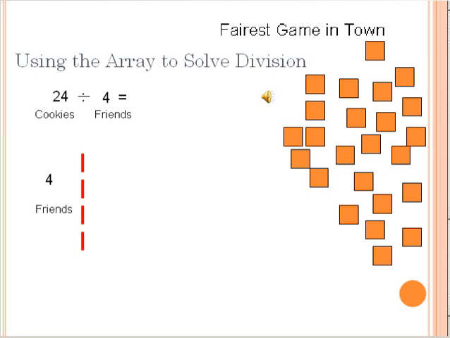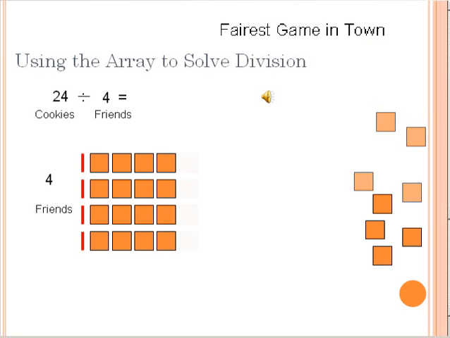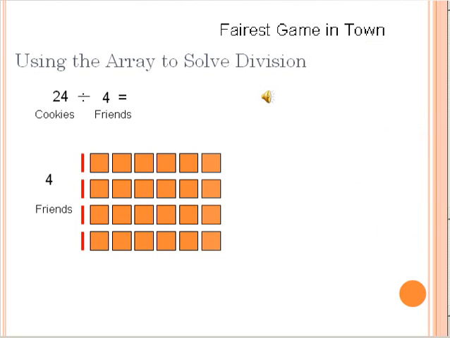And kids will give one cookie to each friend, and then 2 cookies, 3, 4, and so on until all of the cookies have been put into the array. Again, we already knew what was going to be in the array, and we knew how many groups there were going to be, 4 friends. But what we didn't know was how many cookies each friend was going to get. And when we put it in the form of a rectangle, we can see that there are going to be 6 cookies for each friend.